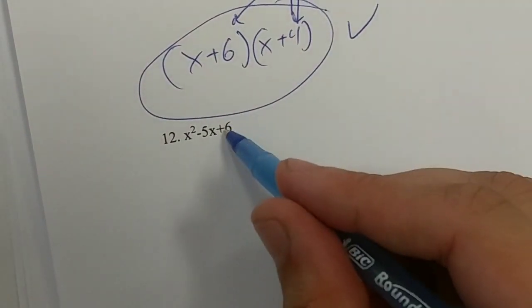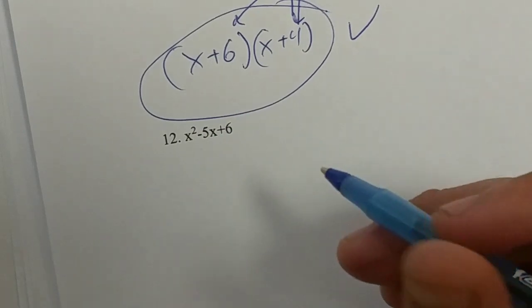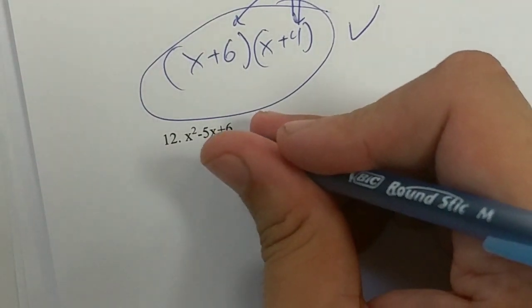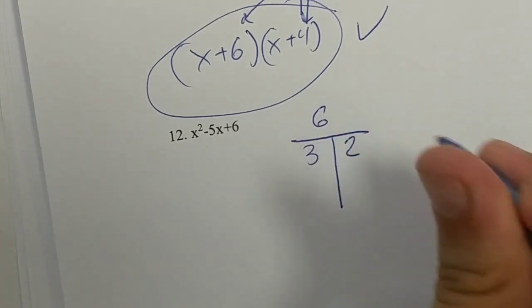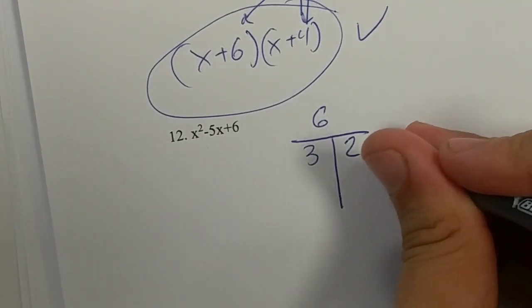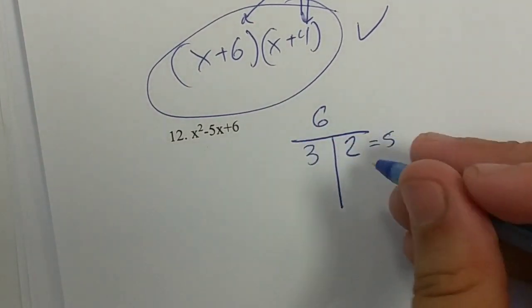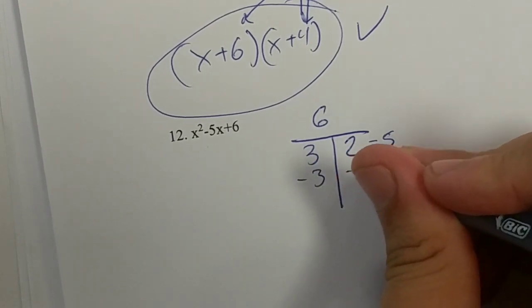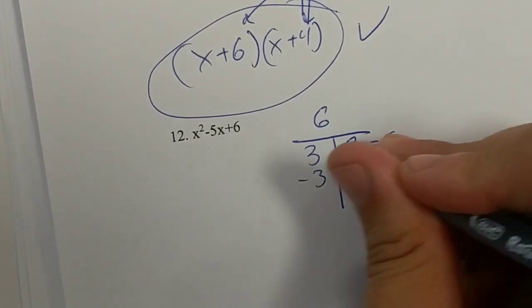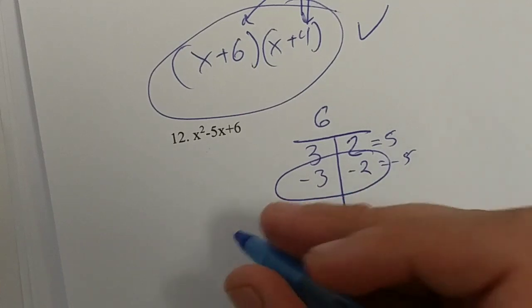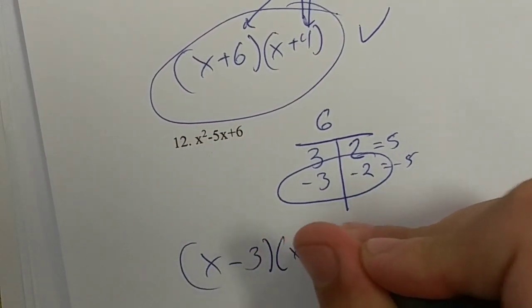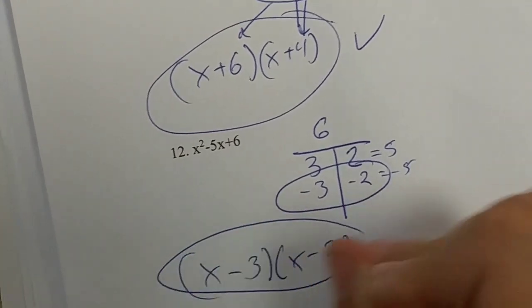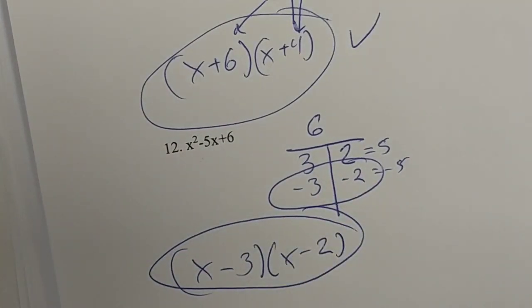Let's try the next one. Multiply to 6, but it adds up to negative 5. So what multiplies to 6 that adds up to negative 5? Well, 3 and 2 makes positive 5, but that's not what I want. I need negative 5. So negative 3 and negative 2 equals negative 5. So that's x minus 3, x minus 2. And you're done with that one.